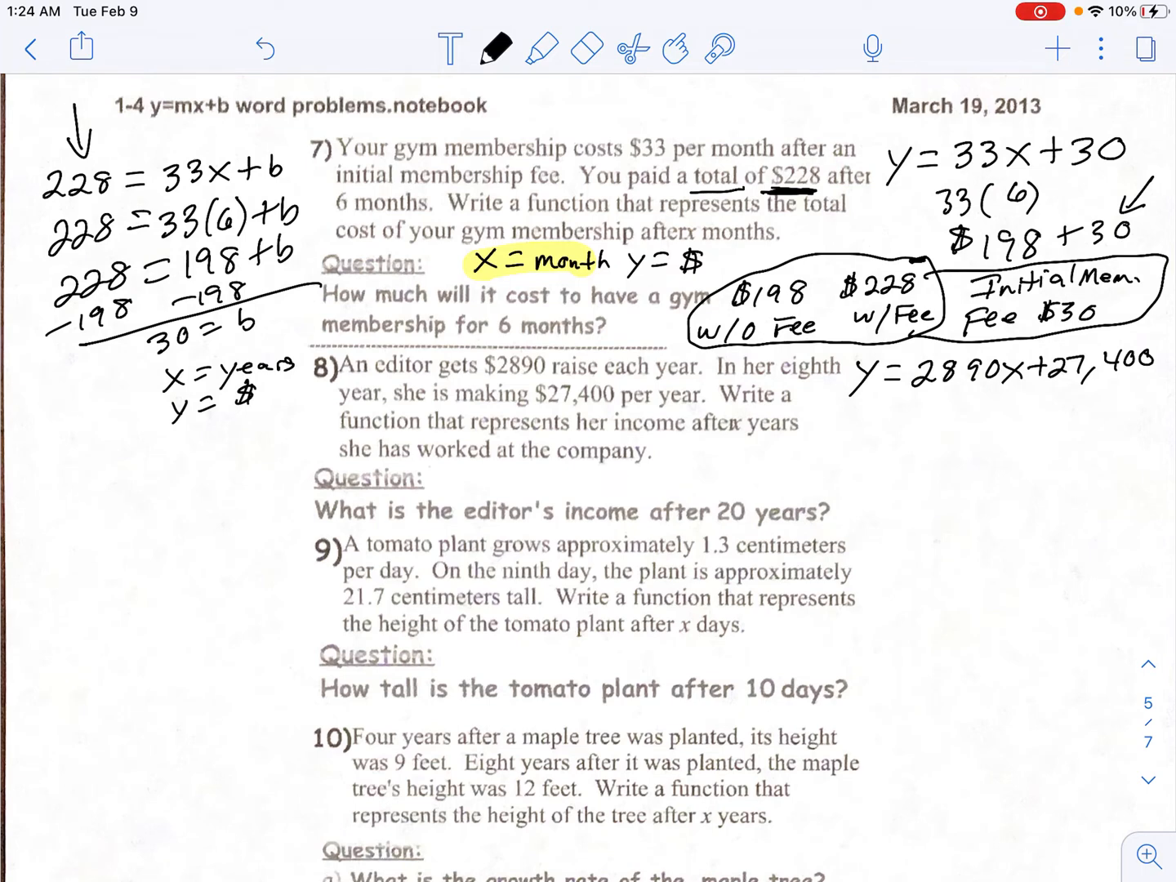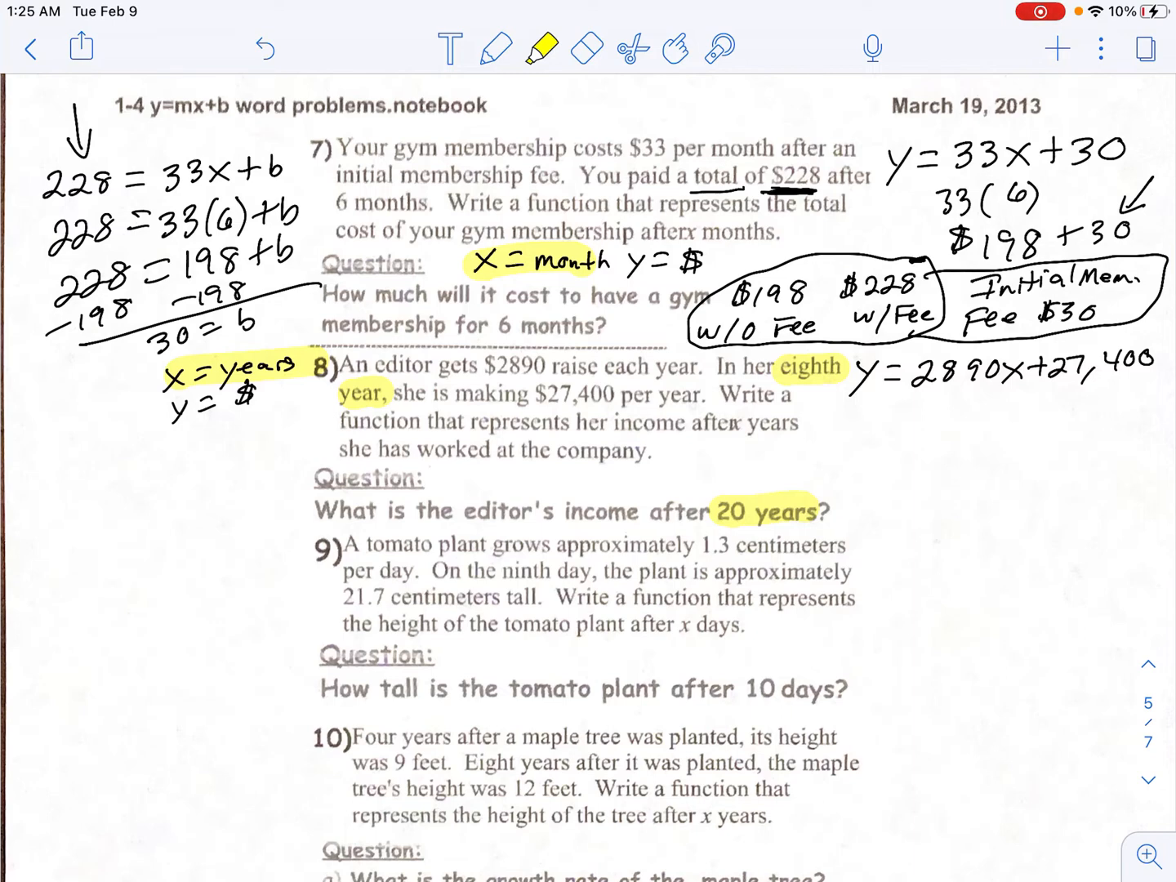Now that we've got our label, now that we've got our equation, we can answer the question. It says, what is the editor's income after 20 years? Now, obviously we're going to plug in for X, but you got to be careful, because if you just plug in 20 right here, it's going to be off, because she's starting in her 8th year. So she's already 8 years into this.